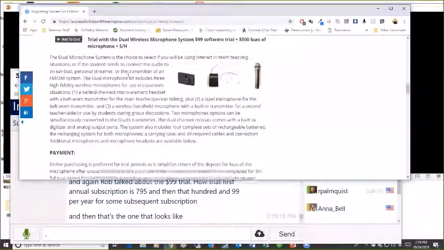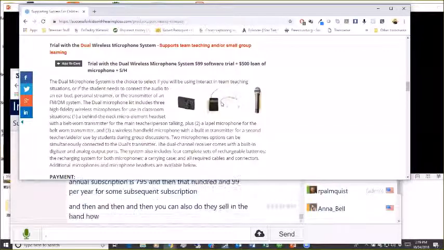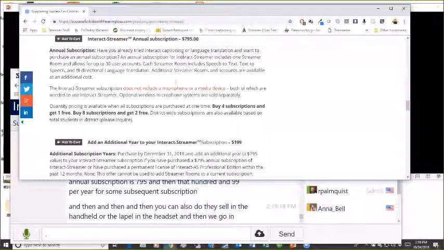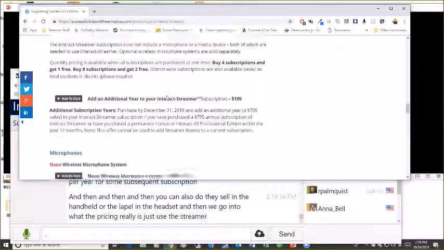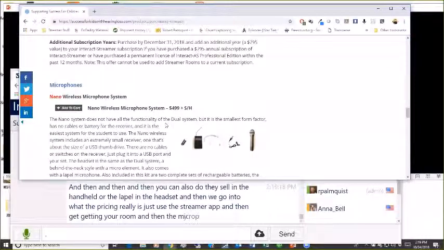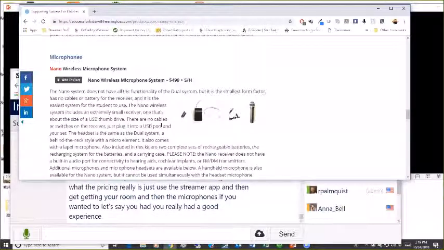And then the dual microphone, so you can use it, even though it shows the handheld and the headset, you can also do the lapel and the handheld, or the lapel and the headset. And then we go into what the pricing really is, just to use the Streamer app and then getting your room. And then the microphones.